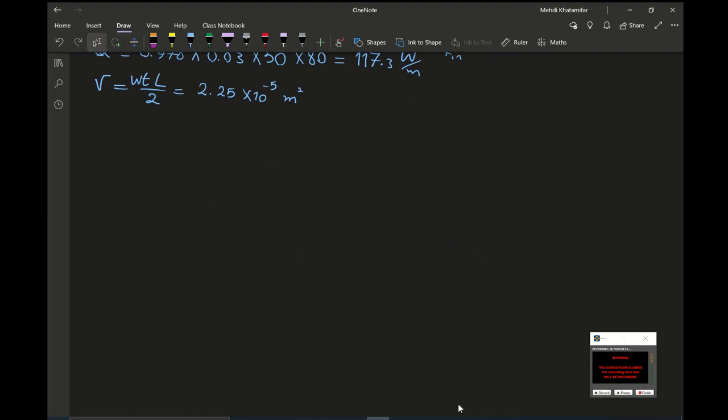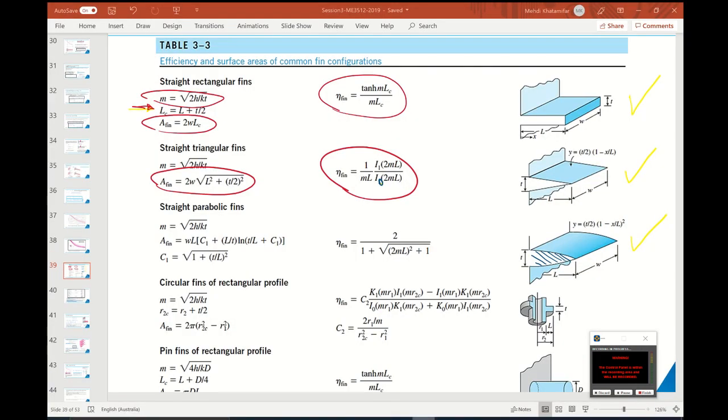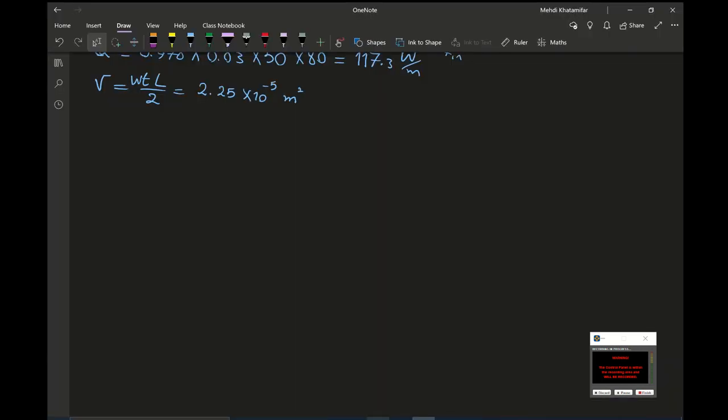For the parabolic one, let's check the formula for parabolic. m is the same as the previous one. I'm going to use L, so no calculation in that part. Let's calculate fin efficiency. So fin efficiency for the parabolic one is 2 divided by the square root of 4(ml) squared plus 1, plus 1. And if I plug in all the values, 0.963, so 96% is going to be the fin efficiency.